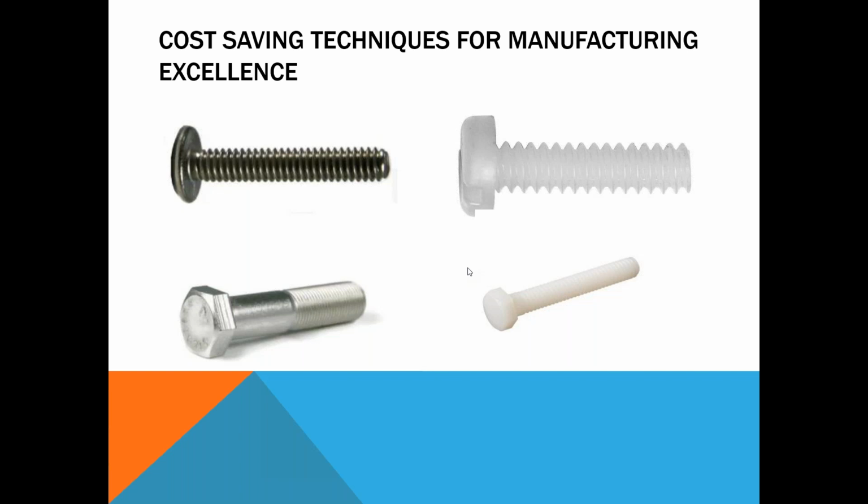These examples show us that there is a reduction in the cost of goods manufactured, and the quality of the new product, that is, the PVC bolt, nut, and screw, is the same as that of metallic. And how is this done? This has been done with a planned approach to reduce the cost without compromising or affecting the quality. This is nothing but cost saving.